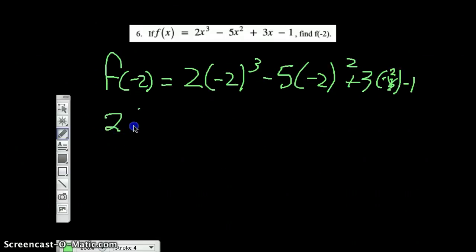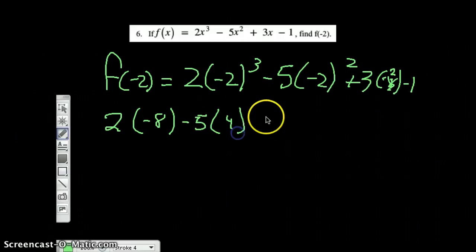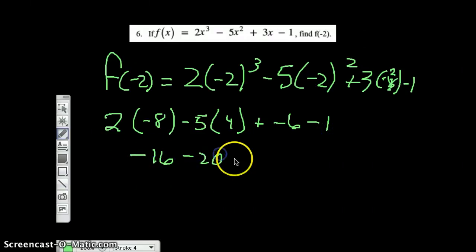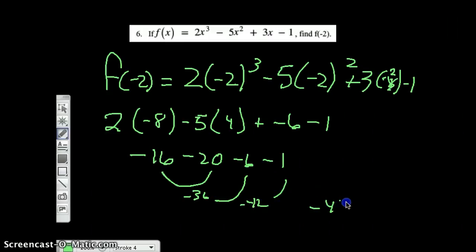So what are we looking for? We're looking at 2 times, what is that? That's negative 8, minus 5 times what? Which is 4. Plus 3 times negative 2, which is a negative 6, minus 1. Negative 16 minus 20 minus 6 minus 1. So they're all negatives, right? So this is negative 36, and that's going to give us negative 42, and we add one more, negative 43. Negative 43 is our answer.